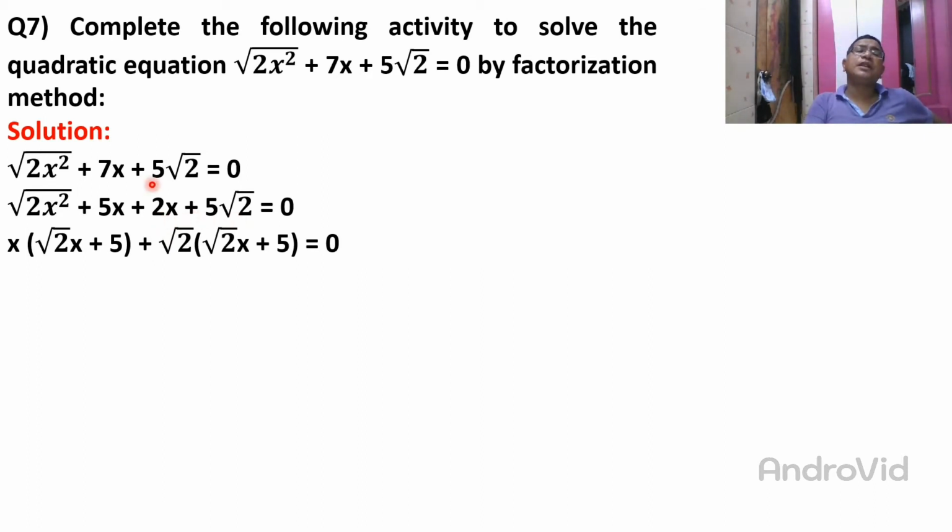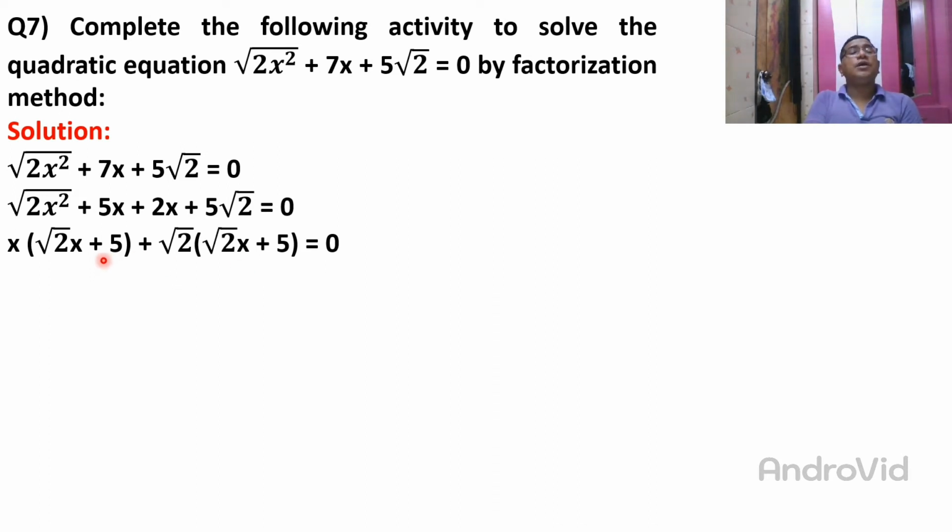In the second term, 2x plus 5 root 2, this 2 is factorized as root 2 into root 2, because that is how you get 2 from root 2. So instead of 2 we write root 2 into root 2. Root 2 is common, so it goes outside the bracket. What is uncommon? x and 5, so root 2x plus 5 is equal to 0. In both brackets we have root 2x plus 5.